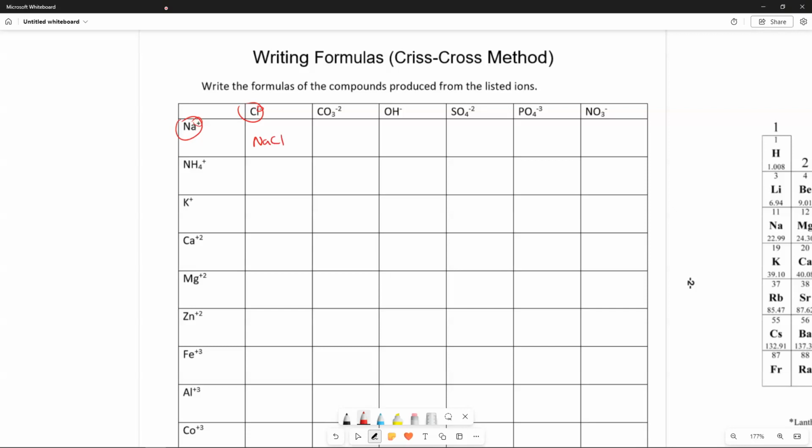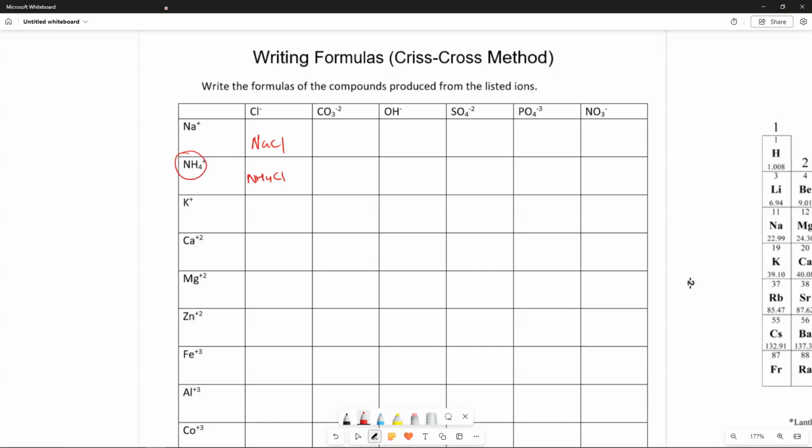NaCl. Next, let's try NH4 and Cl. Alright, so this is ammonium. And this has a charge of 1 plus. Chlorine has a charge of 1 minus, and for the same reason as sodium, we would have a net charge of 0 when we combine one of each atom. So NH4Cl would be our answer.